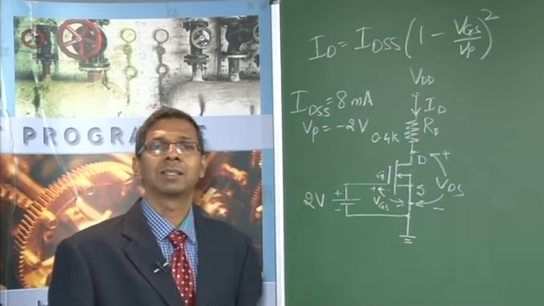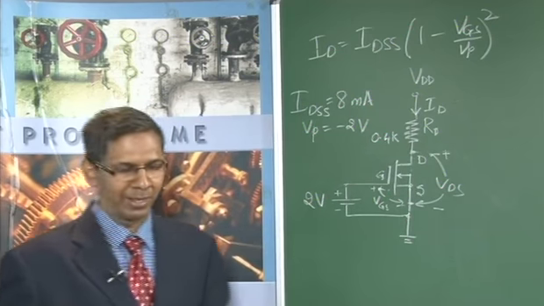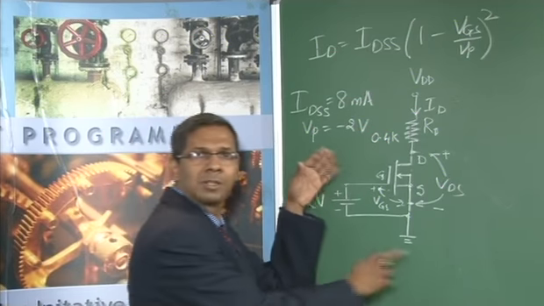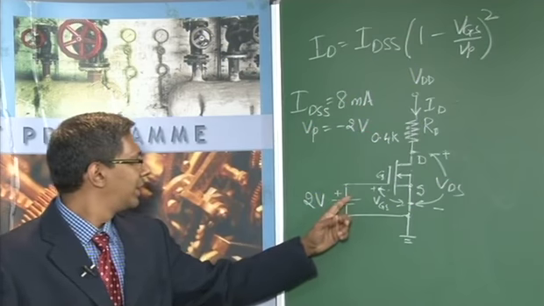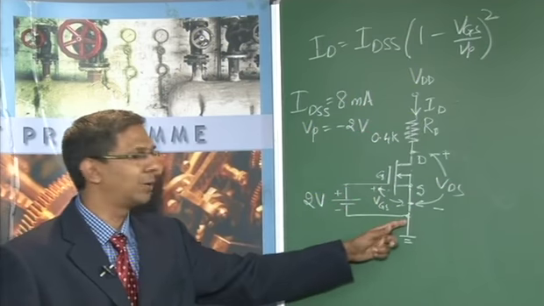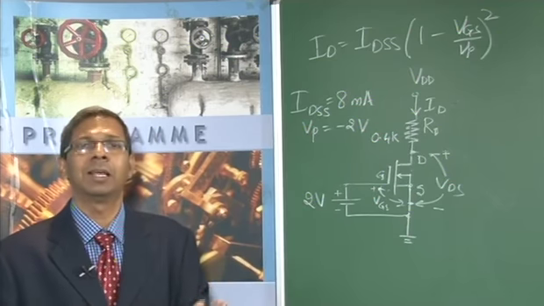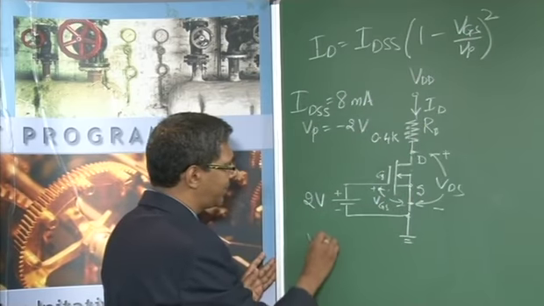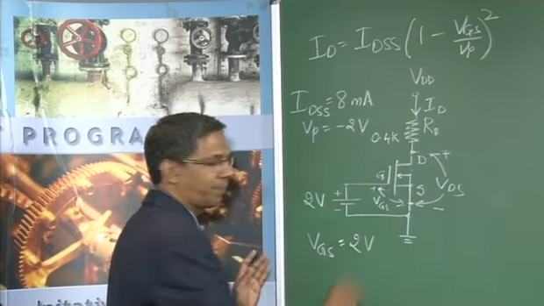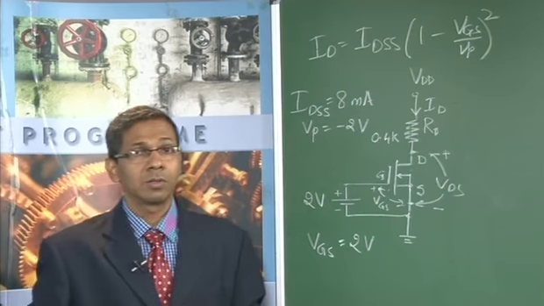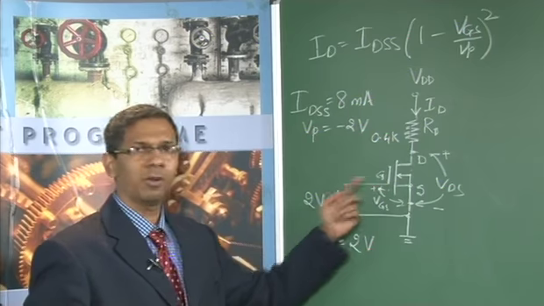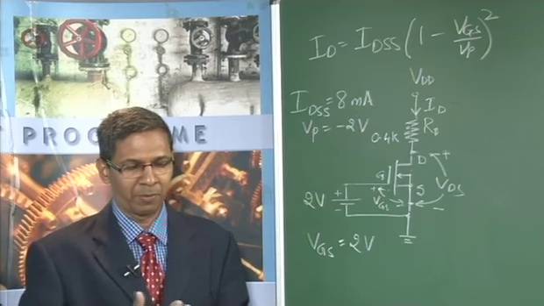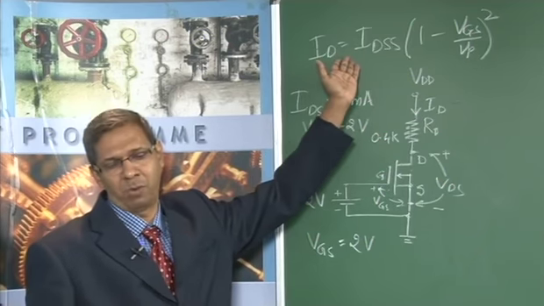Let's start the actual solving. We have the given data of 2 volts. This plus goes to the gate and the minus goes to the source, so essentially this is your VGS. VGS is given as 2 volts. The immediate question is whether it is in depletion mode or enhancement mode. If VGS is larger than 0, then I am in enhancement mode, so directly I can use this particular equation.